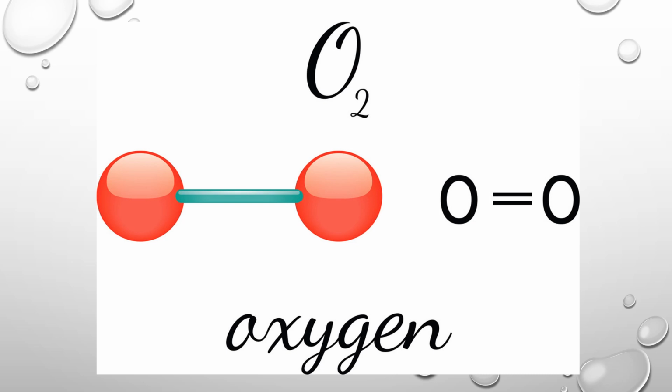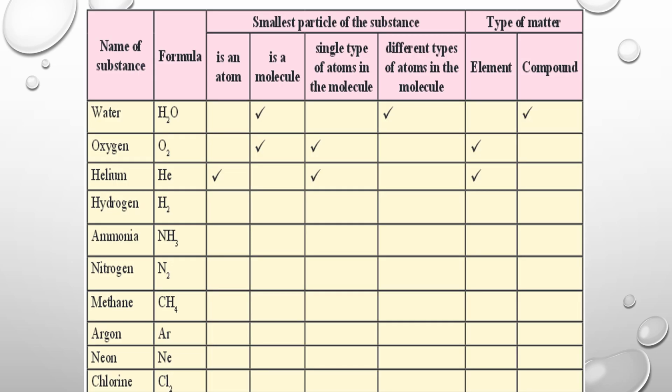Let's look at the next example. Oxygen, O2. Now here I have a number, that is 2. So it means that this is a substance that is made up of two atoms of oxygen. Now going back to the table. So here we are discussing oxygen. Alright. So we are going to look at the third and the fourth column. We need to find out, is it an atom or is it a molecule?